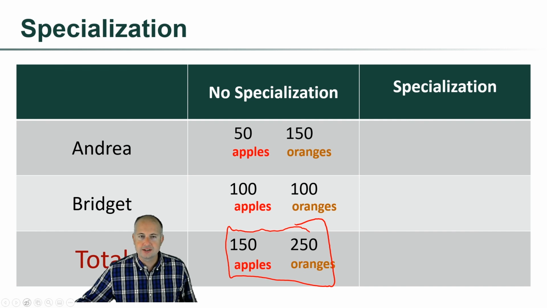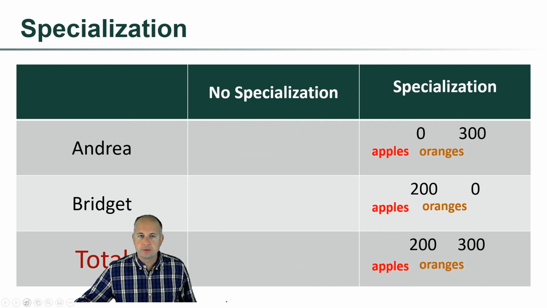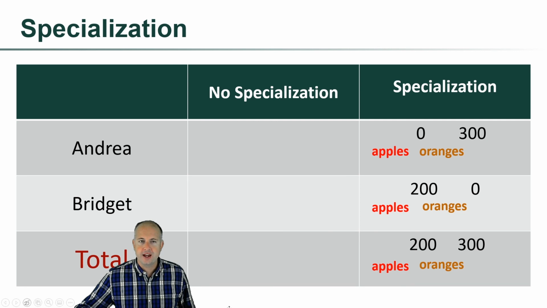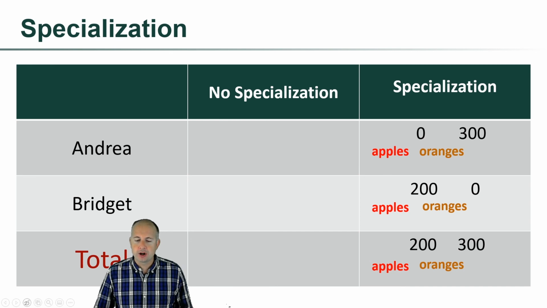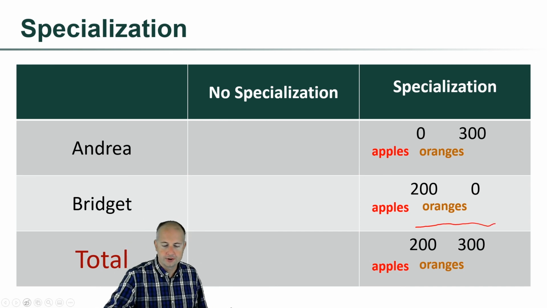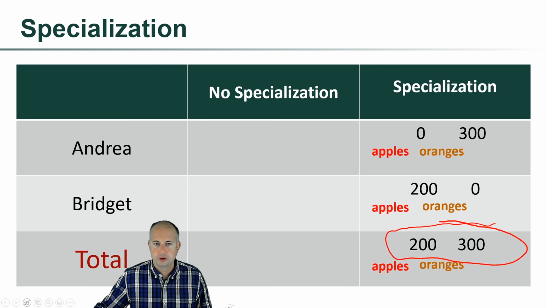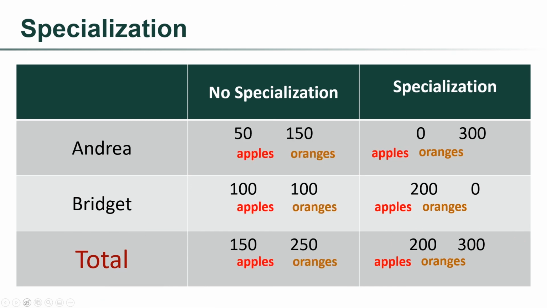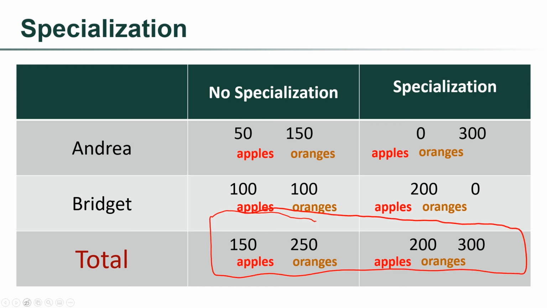So they specialize. Andrea only grows oranges because that's where she has a comparative advantage. Bridget only grows apples because that's where she has a comparative advantage. Now our total production is 200 apples and 300 oranges, which you'll note means that there are more apples and more oranges produced, right? We compare these two, we get more apples and more oranges. And this is really cool because it didn't require us to come up with some new technology. All we had to do was let everyone do what they do best.